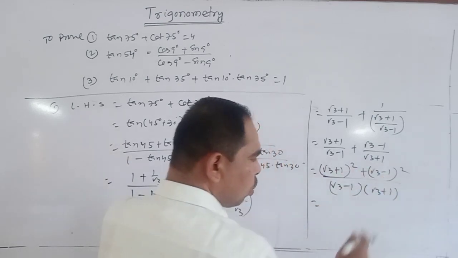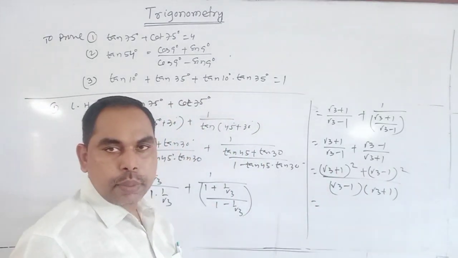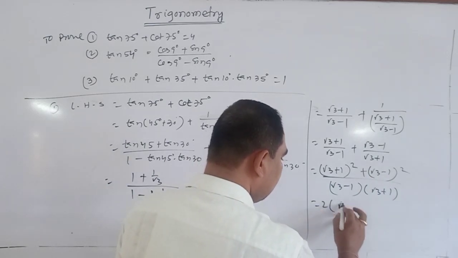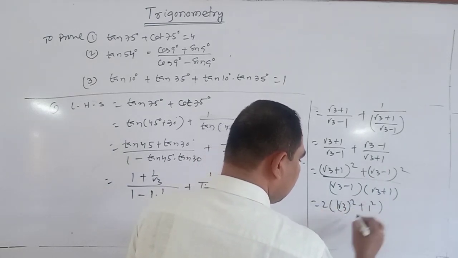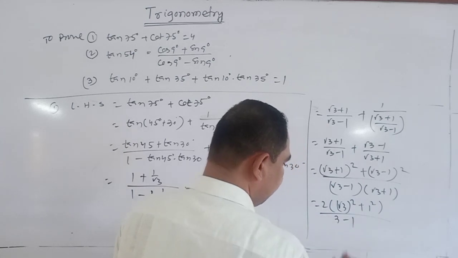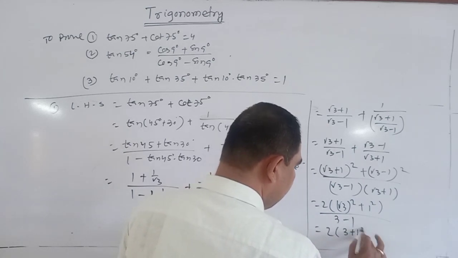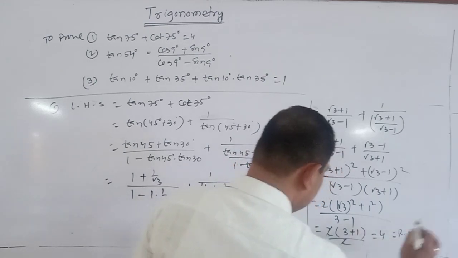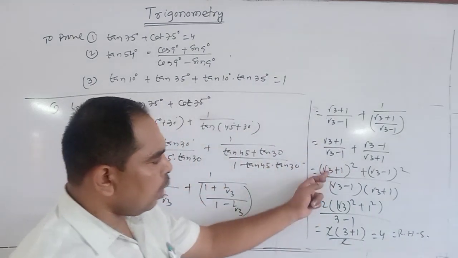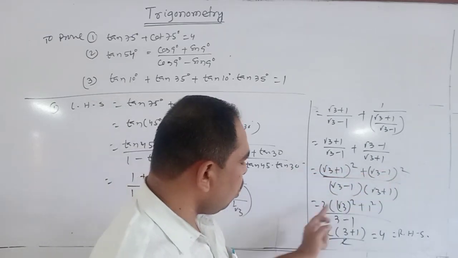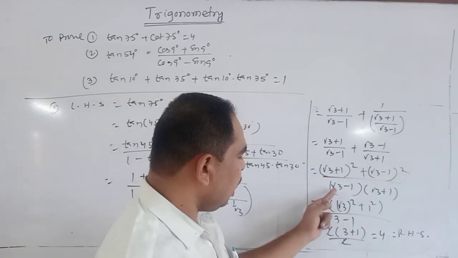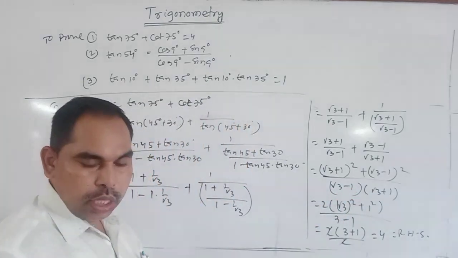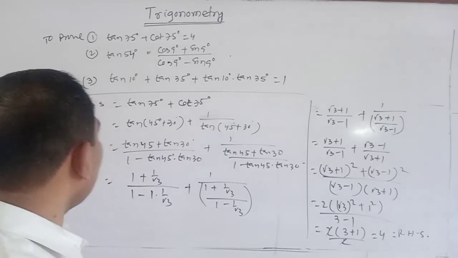So a plus b whole square plus a minus b whole square equals 2 times a square plus b square. The denominator, a minus b into a plus b, equals a square minus b square. So this is equal to 2 into 3 plus 1 divided by 3 minus 1, which is 2 into 4 divided by 2. The 2 cancels, which is equal to 4, which is RHS. This is question number 1.